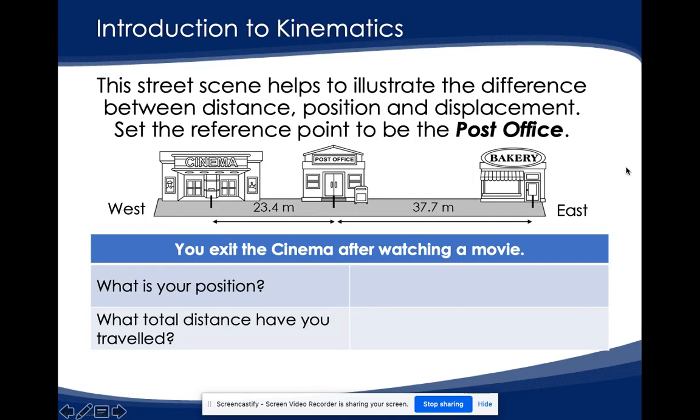So here's a different example of that. Another street scene, we're going to look at the difference between distance, position, and displacement again. This time our reference point is going to be the post office. We're going to start out right here in the middle. So we exit the movie theater after watching a movie. What is our position? It's not 0 this time because our reference point is the post office. The distance between the post office and the cinema, and the direction, would be our new position. Our new position is going to be 23.4 meters west because our reference point was the post office, and we are now 23.4 meters to the west of that point.